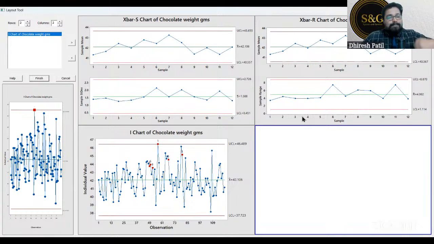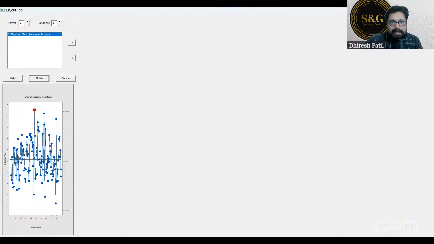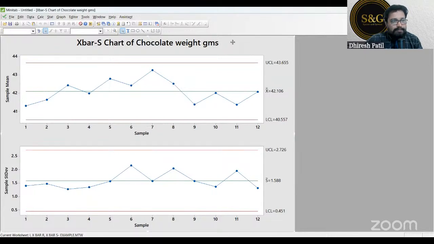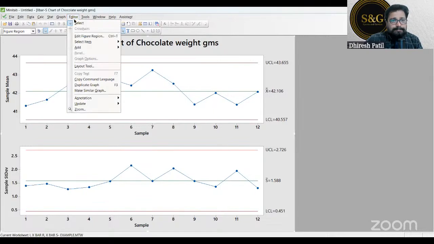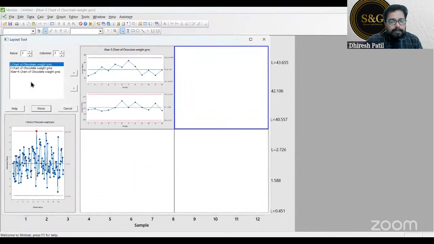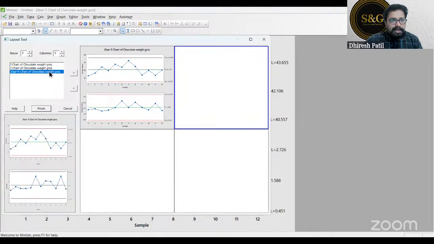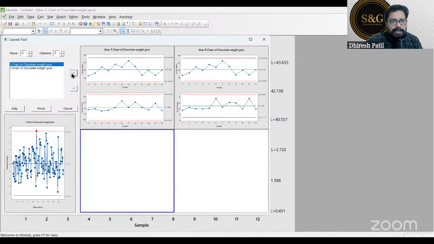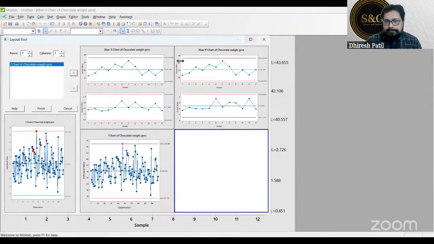Yeah, Prasad ji, I'll repeat the steps. Select the chart, whatever you have created. You have created I chart, you have created X bar R chart, X bar S chart, right? Select the chart, just click on the chart, it will get selected. Go to editor, graph ke baaju mein editor hai, go to layout tool. This window will appear, and then you can just select this. Just select the graphs. Left side mein graph hai, usko select karo, that's it. And then I chart ko select karo. Aa gaya sabko? Okay.